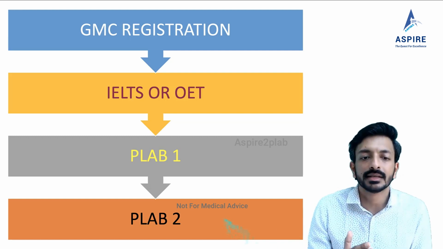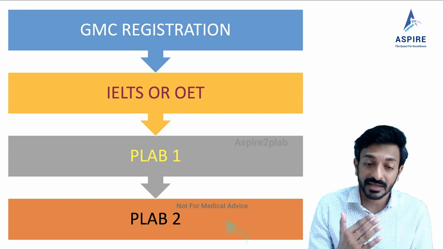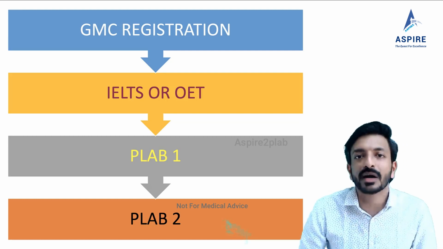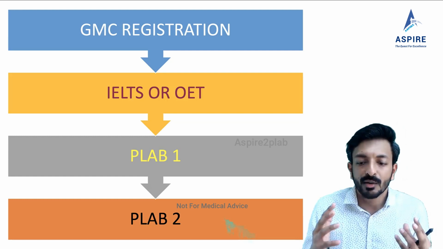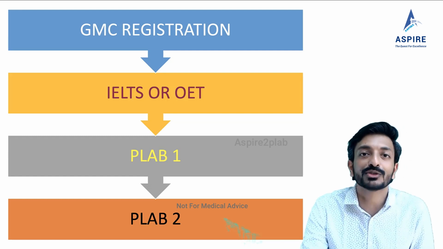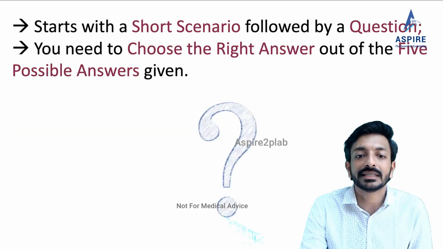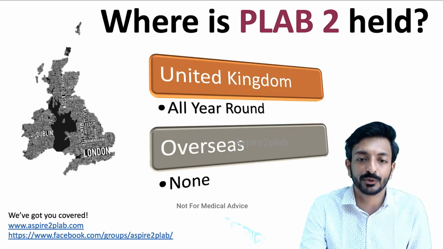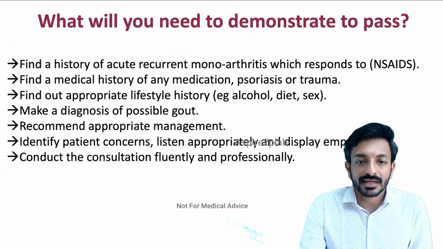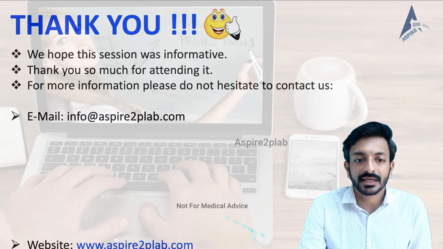And this is I would say the best pathway and the simplest pathway, and the pathway which most of the doctors follow. Most of IMGs, international medical graduates, they follow this route only, right? The PLAB route.